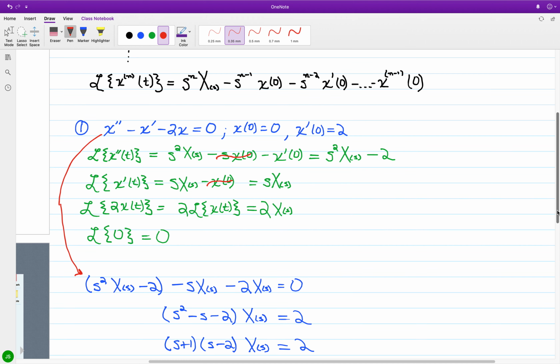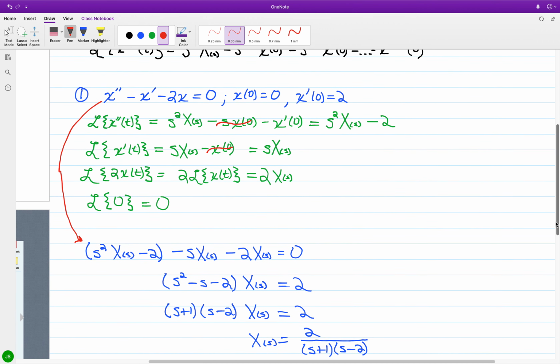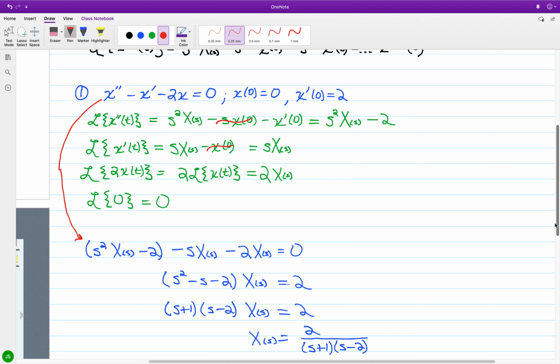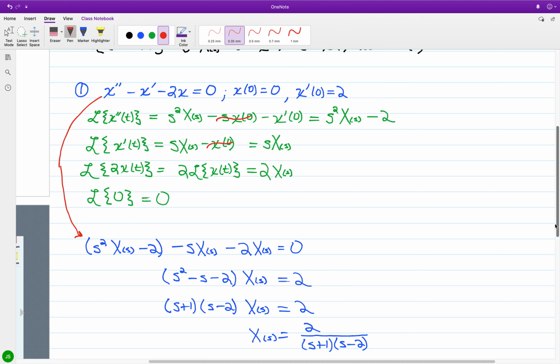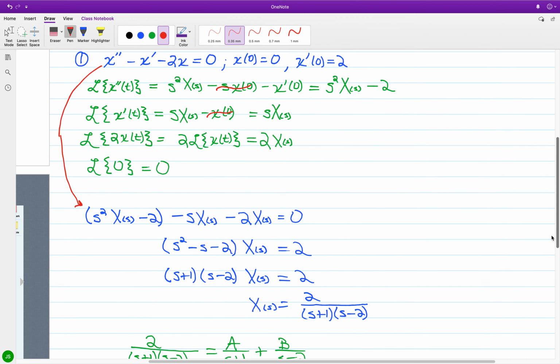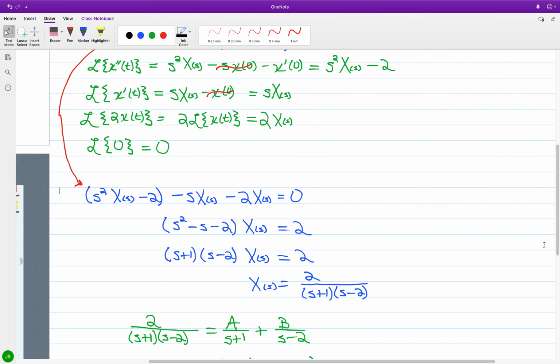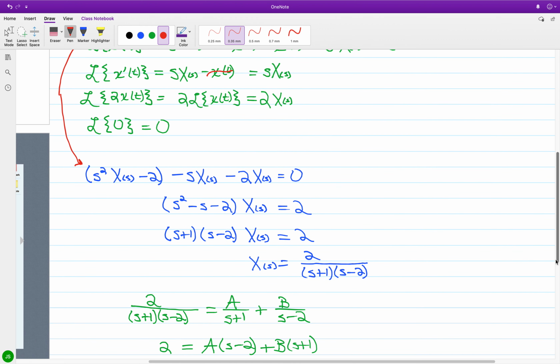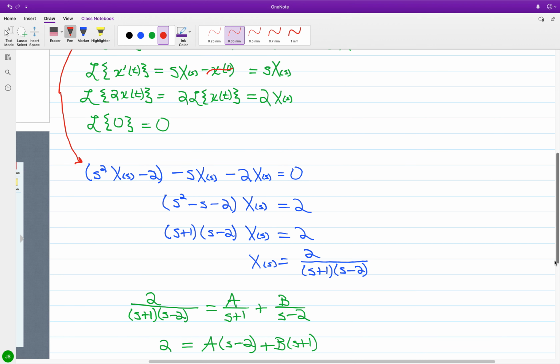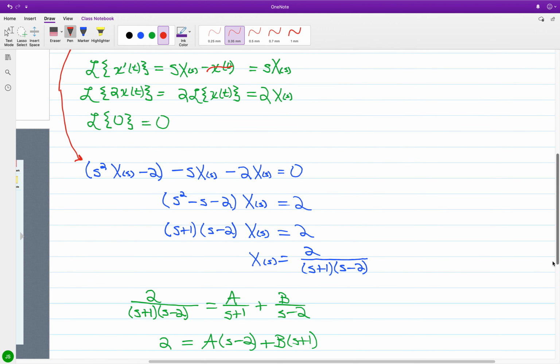Then isolating the Laplace transform X of s, we have 2 all over the quantity s plus 1 times the quantity s minus 2. To fully expand, we go back to partial fraction decomposition of this ratio, with a couple of linear factors: A over s plus 1 and B over s minus 2. Clearing out the fractions, I have 2 equal to A times the quantity s minus 2 plus B times the quantity s plus 1.